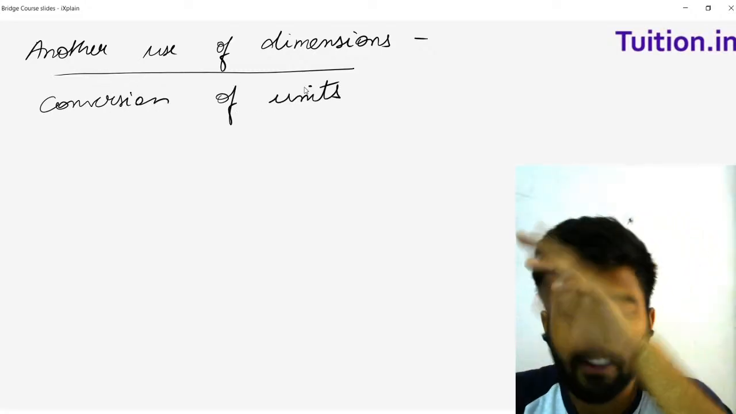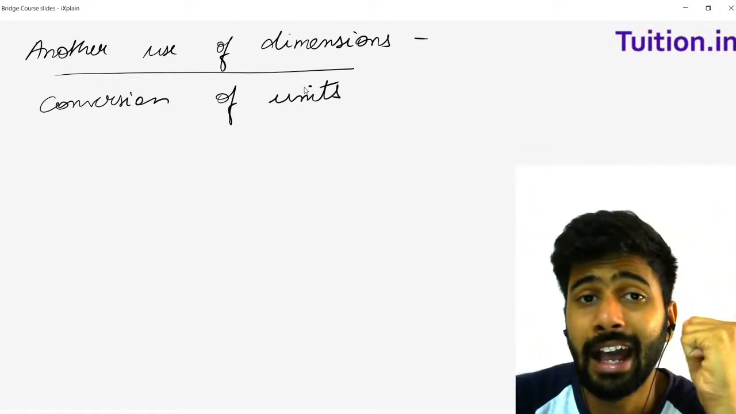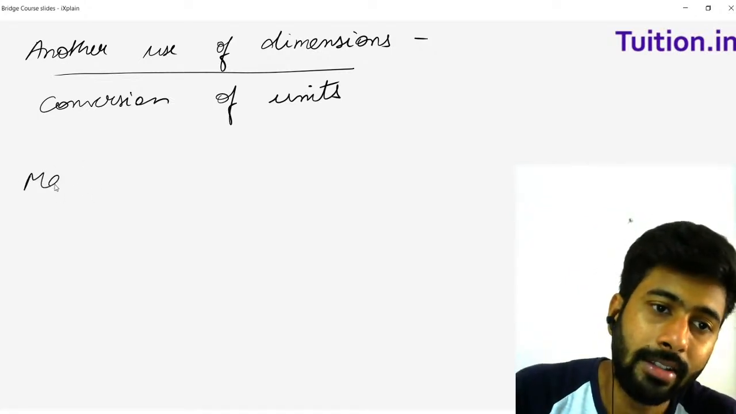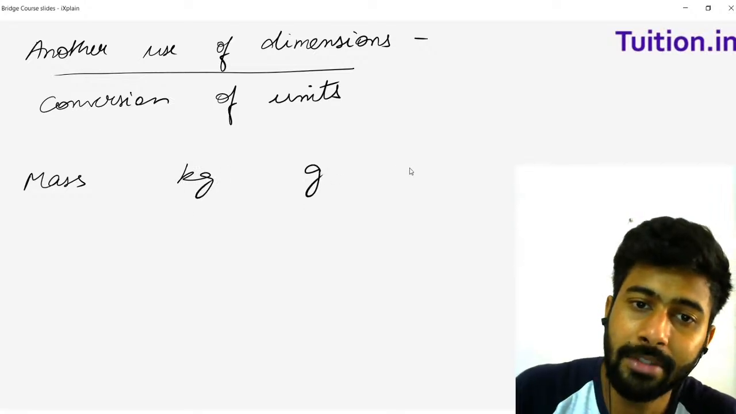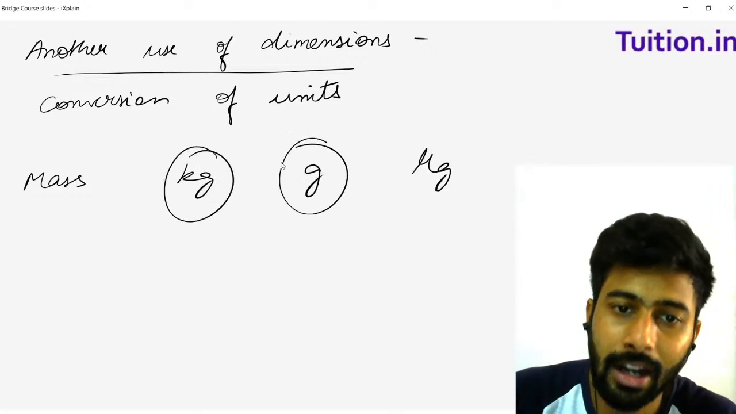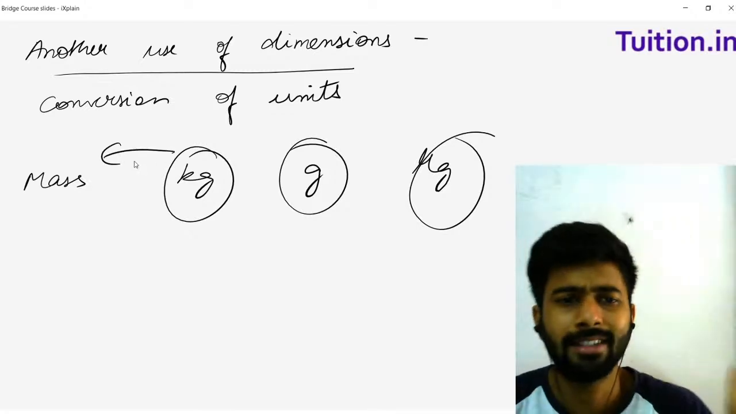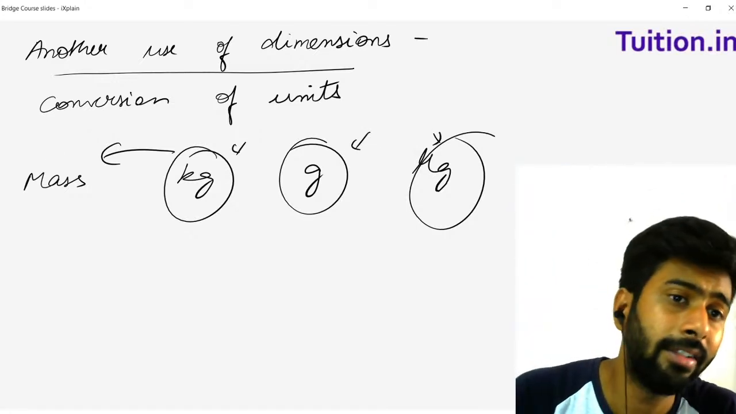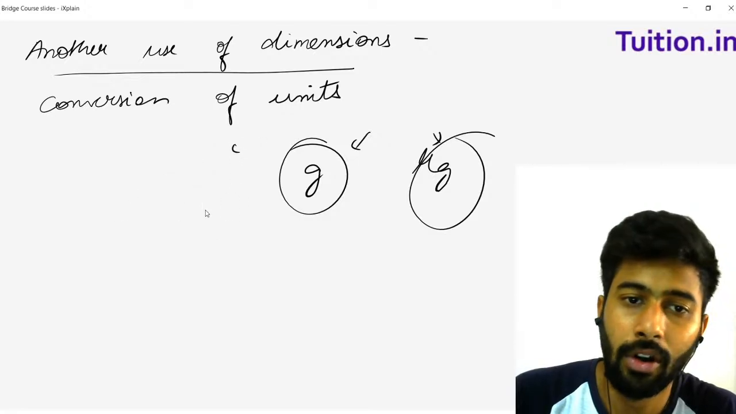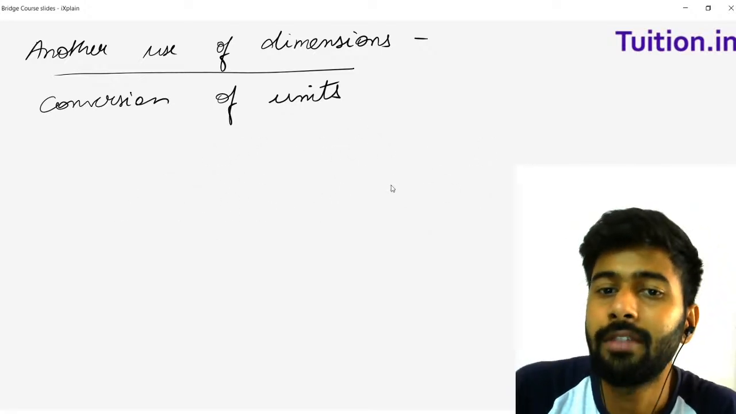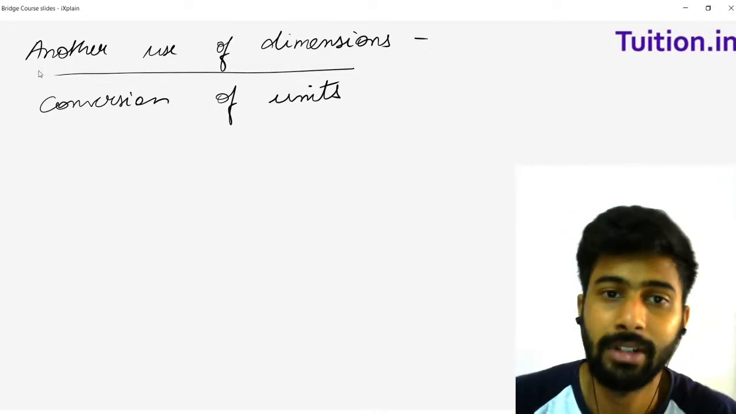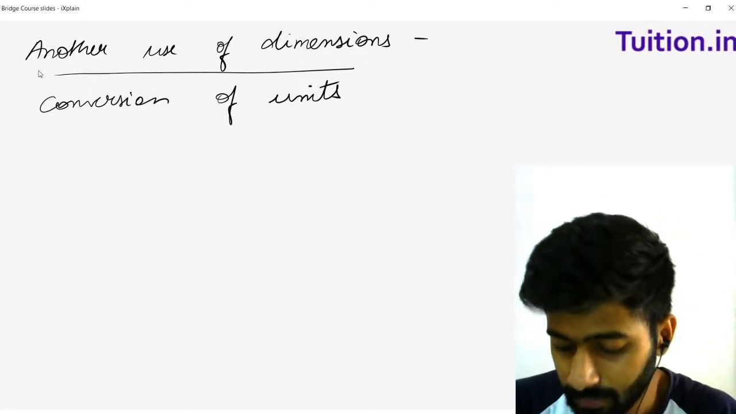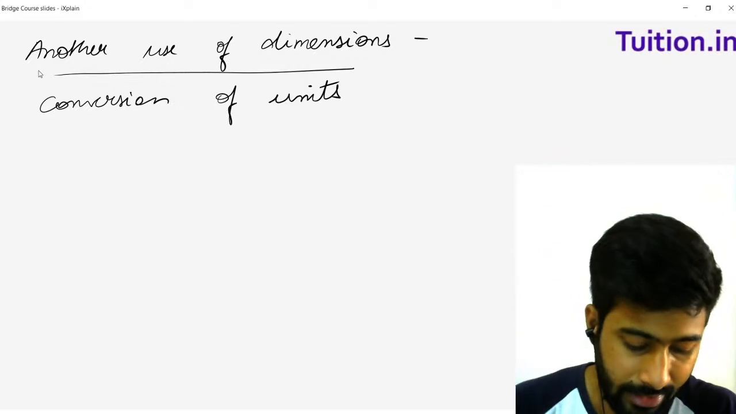Remember, I told you yesterday that a given physical quantity can have more than 1 unit. Like your mass can be measured in kg, in grams, in micrograms, right? So all these are units for mass. Mass is a very simple fundamental physical quantity, so you don't really need to worry much. But sometimes you can have other physical quantities which involve a lot of fundamental physical quantities, and then somebody can ask you to convert it from MKS units to CGS units. So how will you do that?